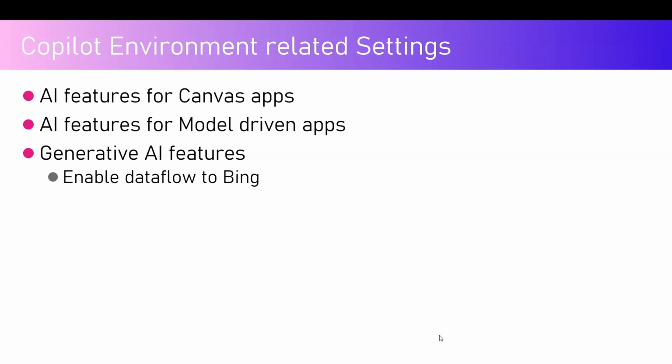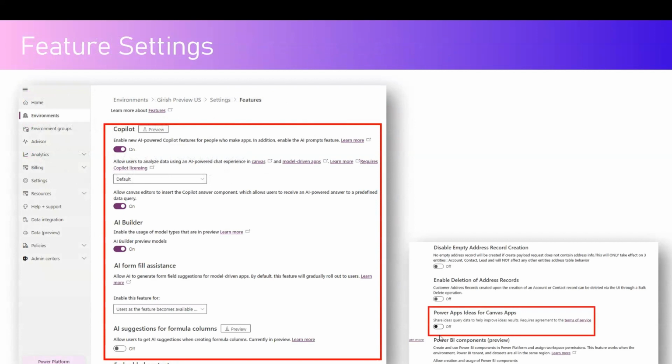There are specifically three features related to environments specific to Copilot: AI features for Canvas apps, AI features for model driven apps, and generative AI features that enable data flow. If you see here on the screen, to turn this functionality on or off, you need to navigate to a specific environment. I have an environment named Girish Preview US. I've gone into this environment, and under Settings, under Features, I can see Copilot, AI Builder, and something related to AI. I'm combining all of these, Copilot and AI, in one bucket.